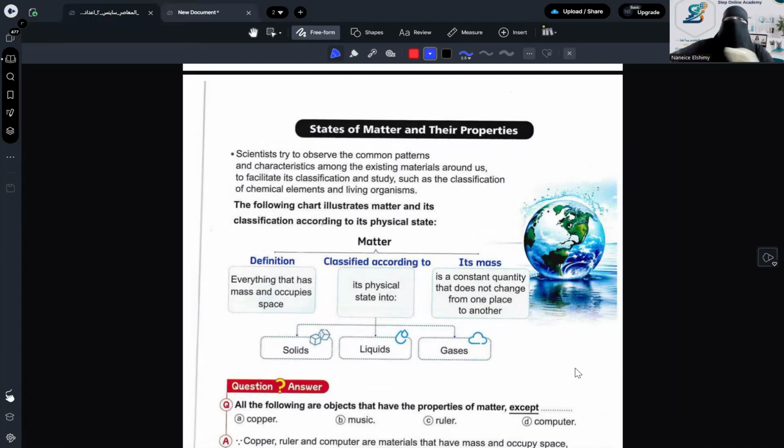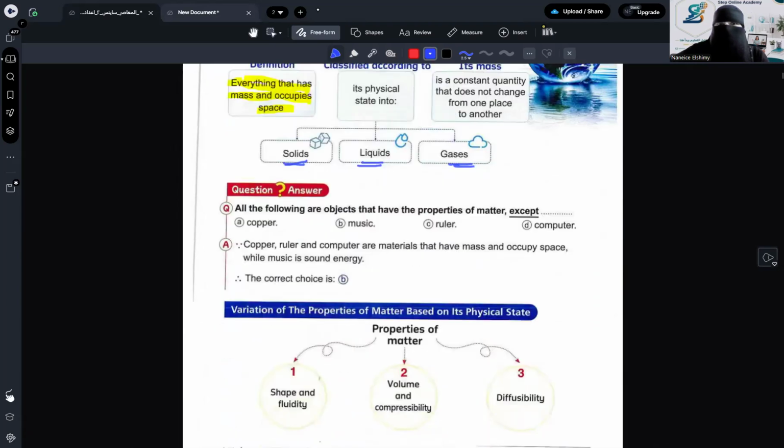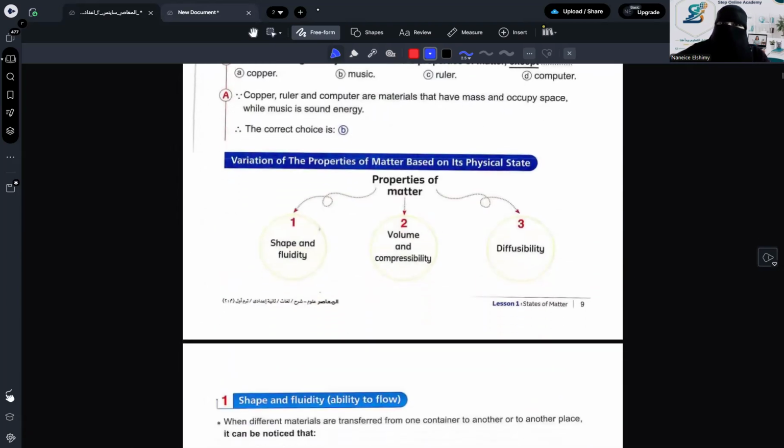Here is our lesson for today in our book, The States of Matter. And we said that matter is everything that has mass and occupies space. Don't forget this definition. It's very important. Okay? So here it is. Let's highlight it. Everything that has mass and occupies space. This is the definition. Okay, and it is classified into solids, liquids, and gases. Okay, let's take first our first state, which is the solids.